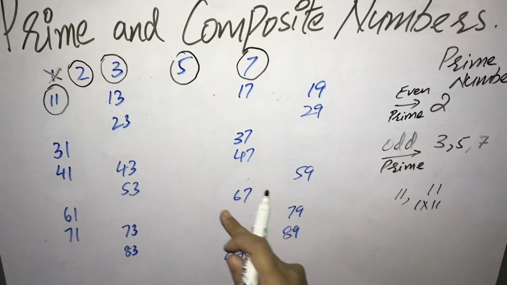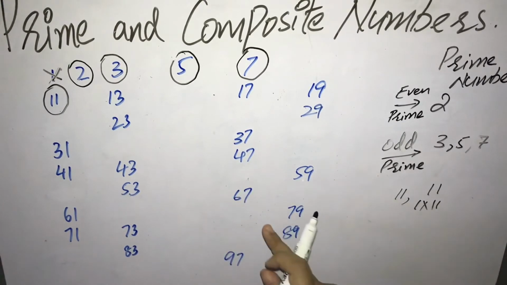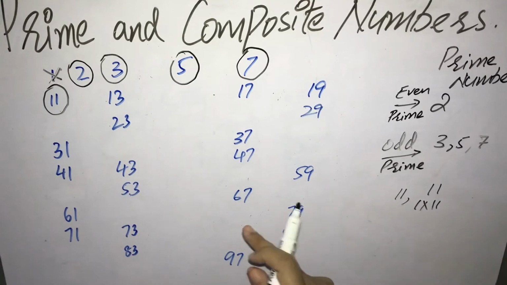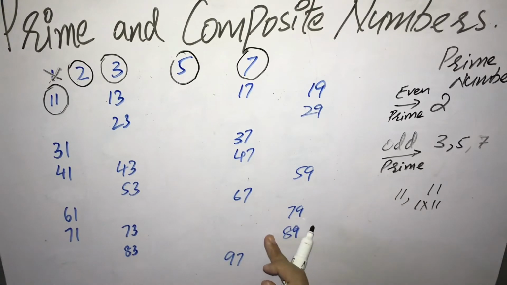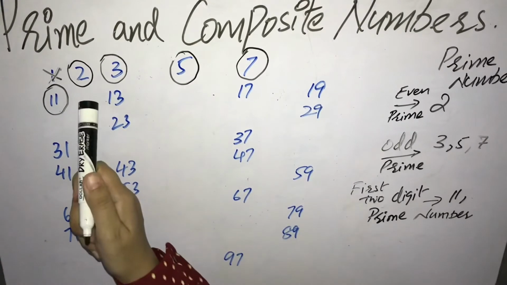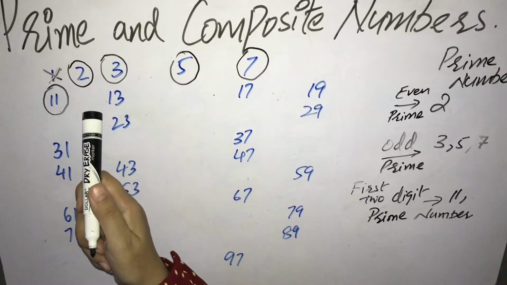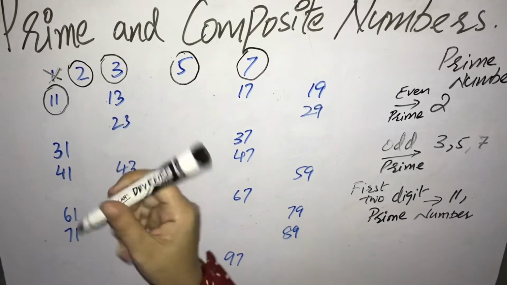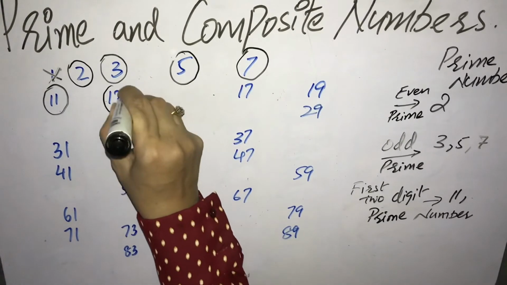66 even. 77 multiple of 7. 88 even. 99 multiple of 3. All numbers which were in the table of 11 are already erased and they were composite numbers because they were having more than 2 factors. After 11 we come to 12. 12 is an even number, so it is erased. 13 is the next prime.